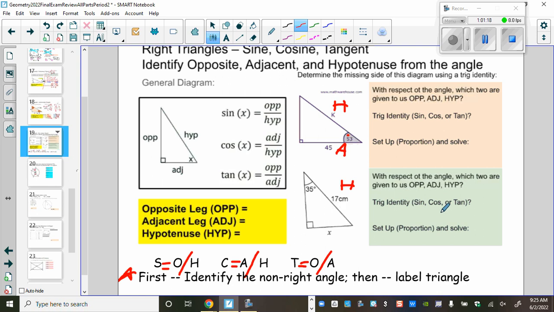So now you need to determine. I have a hypotenuse and an adjacent. Again, what two sides are given to us? You're given the adjacent and a hypotenuse. Therefore, which one of these, sine, cosine, or tangent, has an adjacent and a hypotenuse? Cosine. It's cosine. That's the one we use. So it's a cosine of your angle.